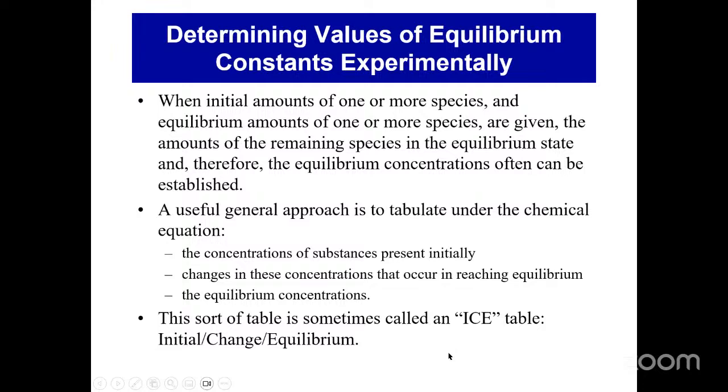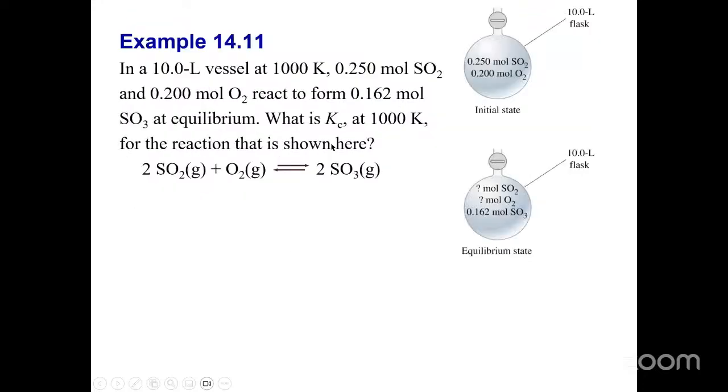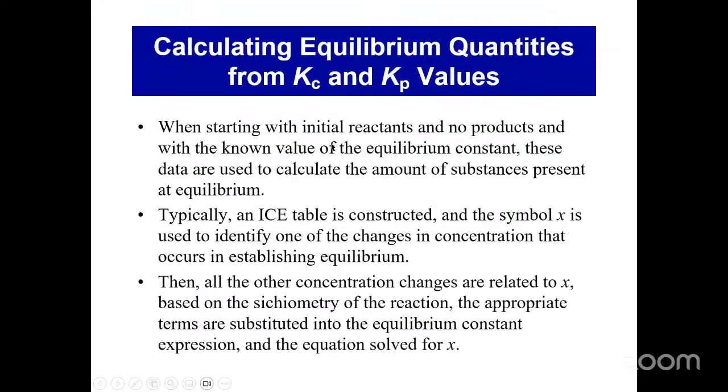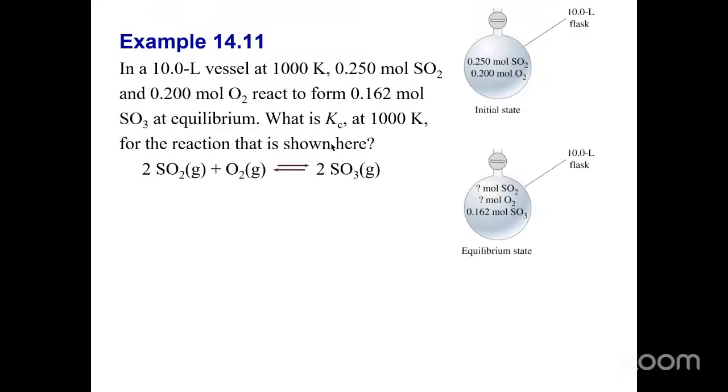We call this approach, or the table generated by this approach, an ICE table. ICE means initial, change, and equilibrium. We're going to see a couple of examples of this, starting with this example right here.